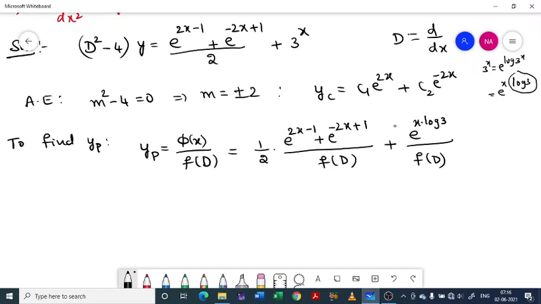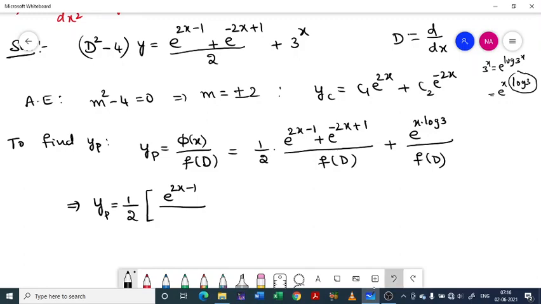Again, we shall split this as y_p equals 1/2 times e^(2x−1) divided by f(D). f(D) is what?